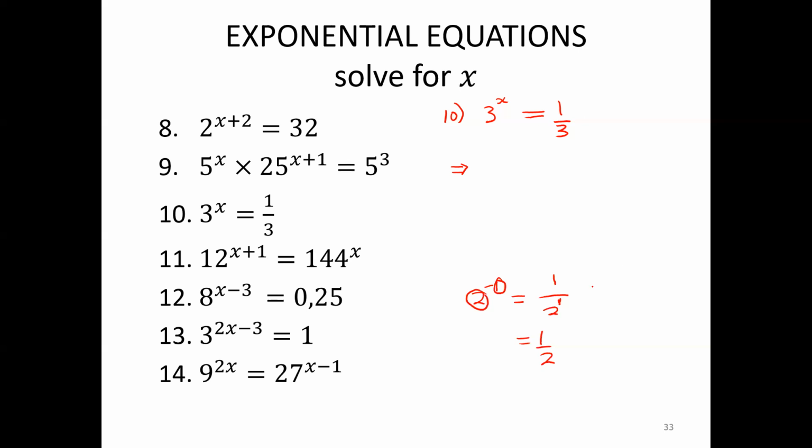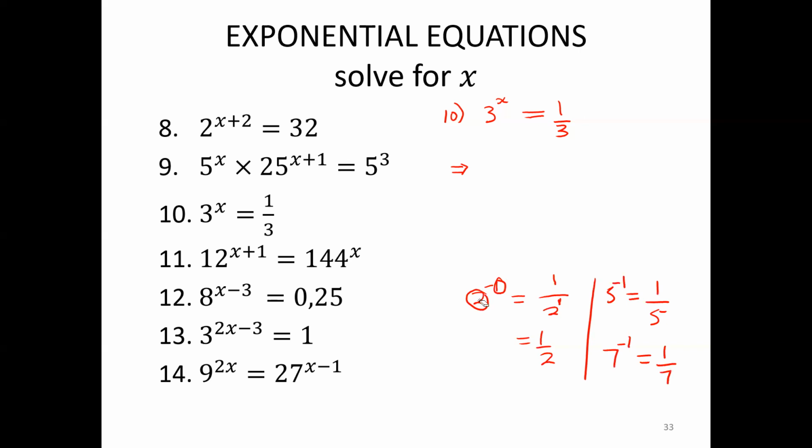Similarly, if you have 5 to the exponent of negative 1, this can be written as 1 divided by 5. Okay, if you have 7 to the exponent of negative 1, this can be written as 1 divided by 7. And the reverse also applies.